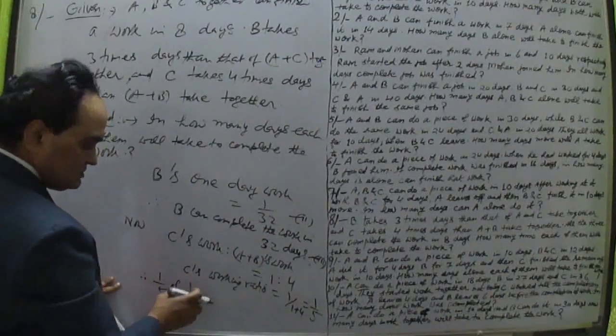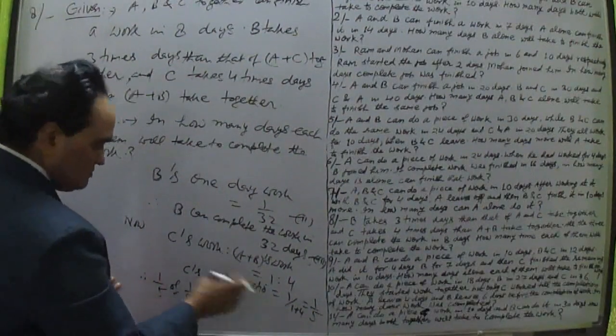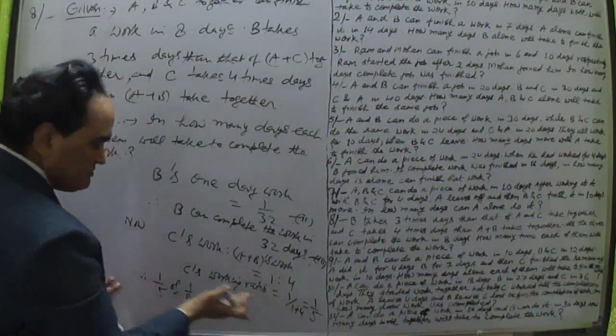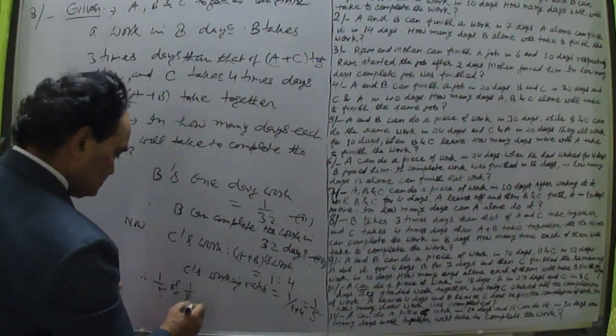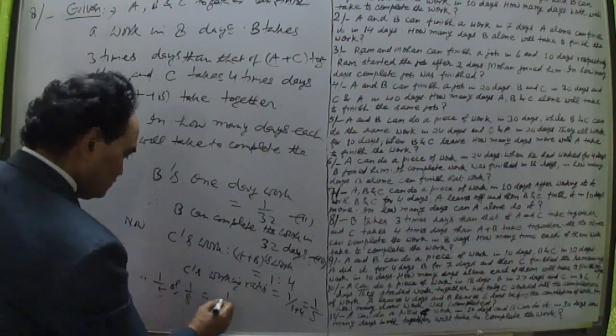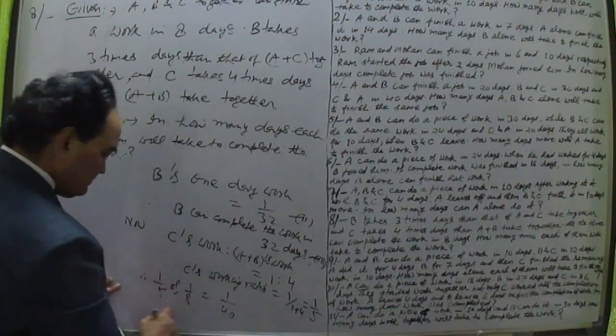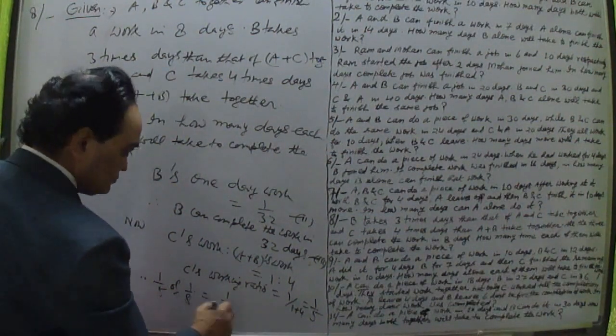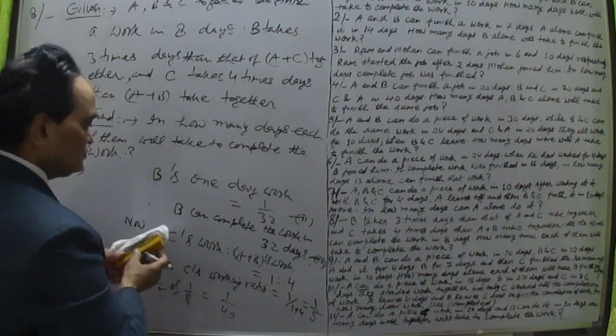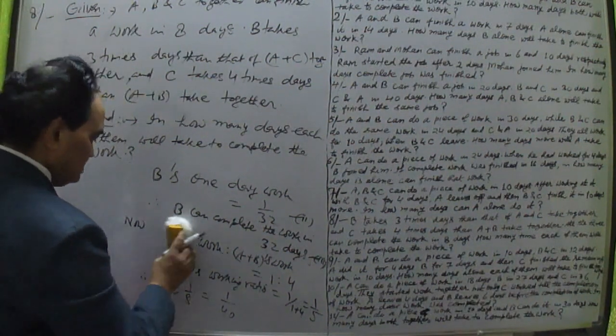All three's work is given to us as 1/8, but C has 1/5 of that ratio, so 1/5 of that portion. So this is equal to 1/5 of 1/8, which is 1/40. This is 1 day's work of C.